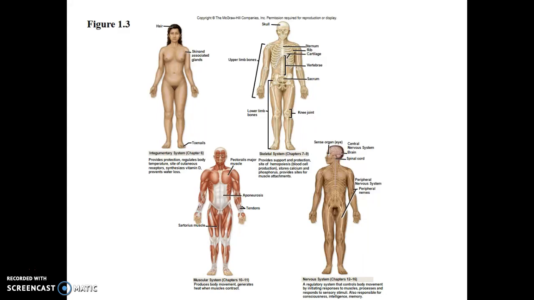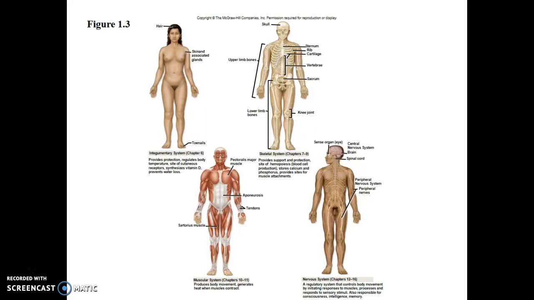Then we'll get into the muscular system. The muscular system is going to be taught in chapters 10 and 11. It's a shorter system. The main function of the muscular system is to produce body movement. But as a byproduct of the production of body movement, it produces heat. And so it helps us in maintaining body temperature.